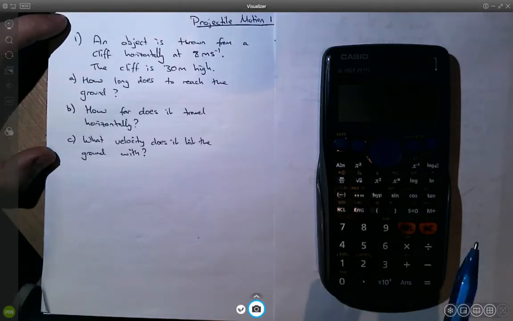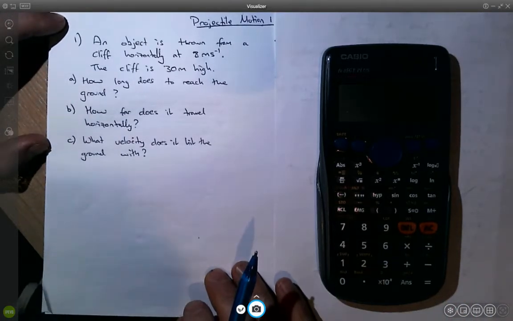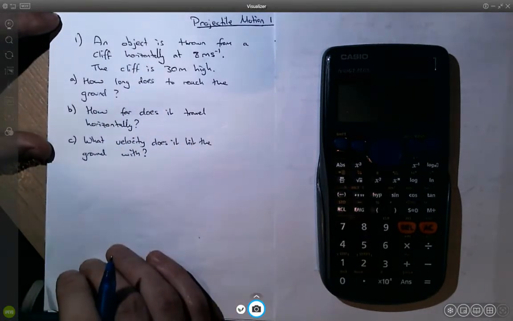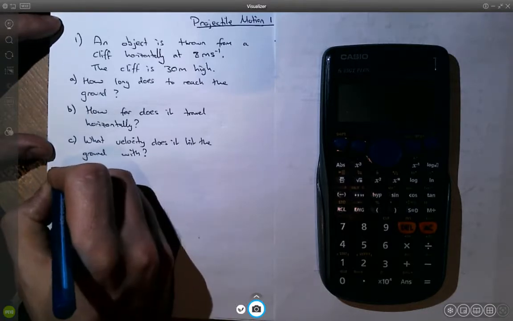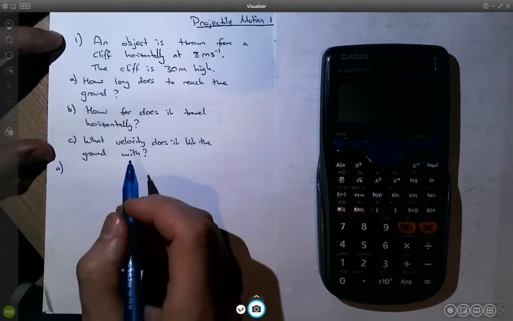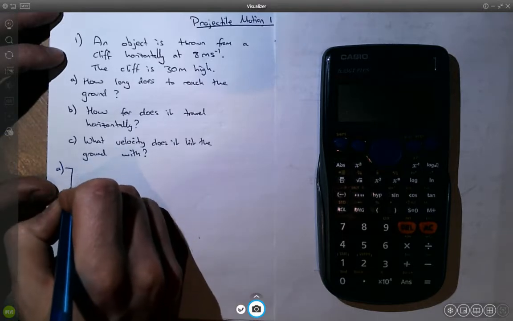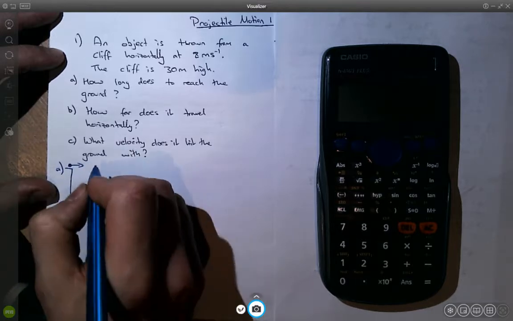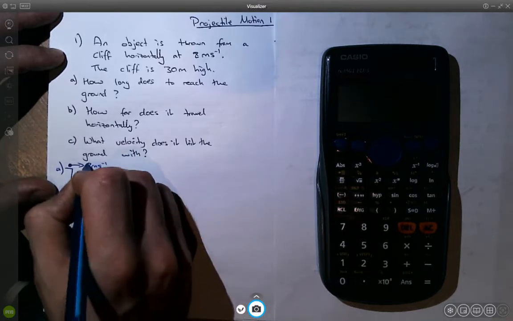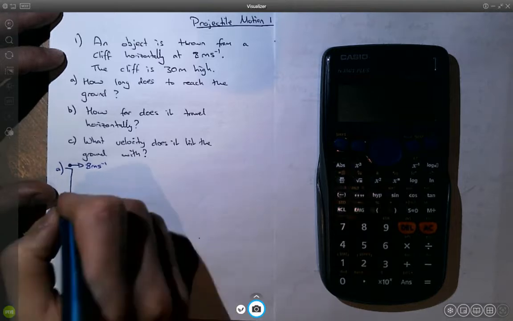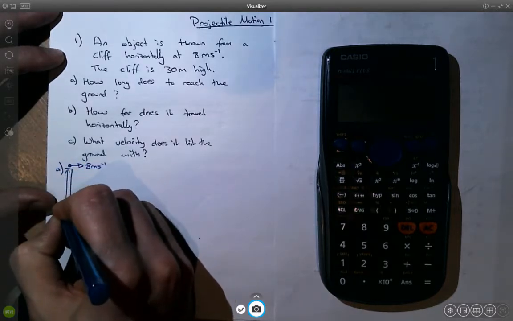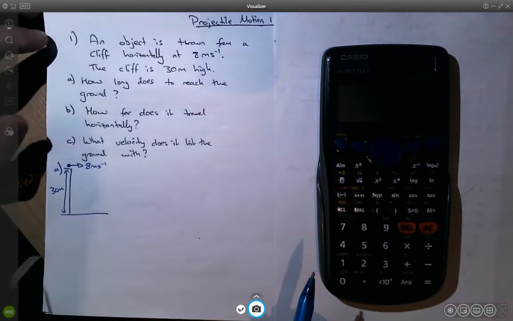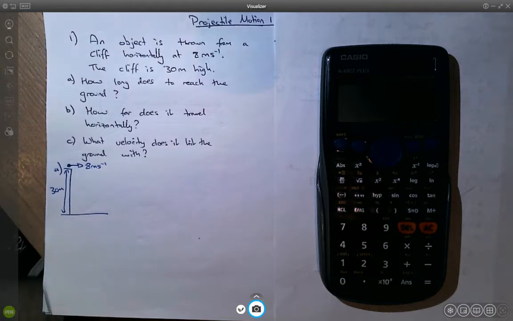In this video, we are going to look at two questions on projectile motion. This is question 1. Pause the video now and try the question. In part A, we are asked to find the time it takes to reach the ground. So as always, we should draw a diagram. Now, this is obviously a very simple diagram, but it still helps us be clear what is going on. So the object is projected horizontally at 8 meters per second, and the height of the cliff is 30 meters. And we're asked to find the time it takes to reach the ground.